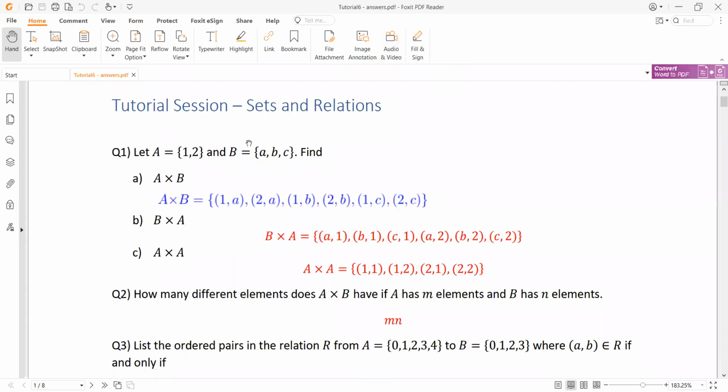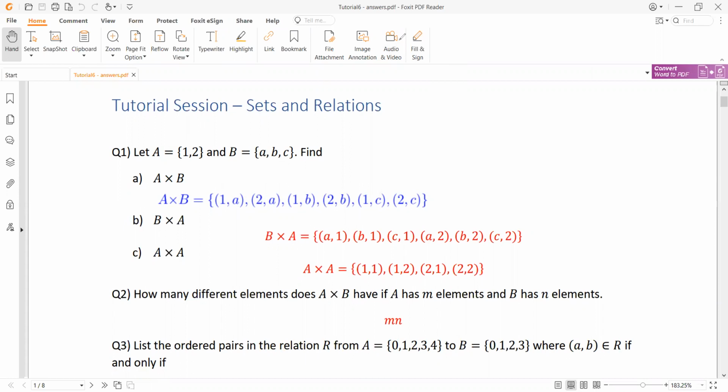So question number 1, we have a set A, which contains 2 elements, 1 and 2, and a set B, which contains 3 elements, A, B, C. Would like first to calculate the Cartesian product A times B.